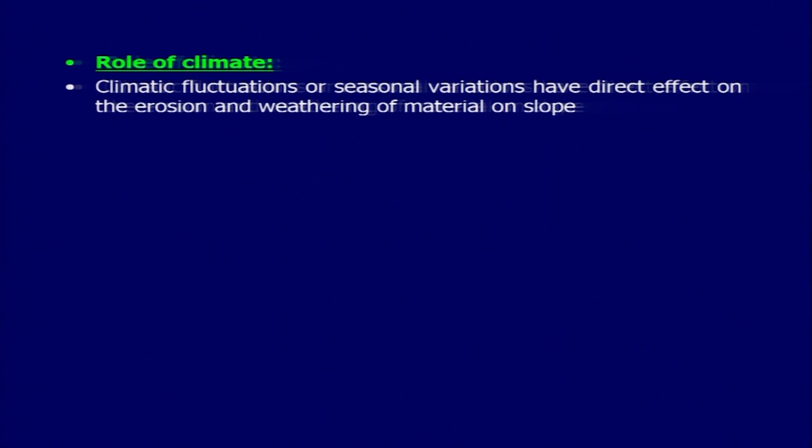And the role of climate: the climatic fluctuations or the seasonal variations have a direct effect on the erosion and weathering of the material on the slope. As we were talking in the previous one, even the clay has a capability of shrinking and swelling that can also trigger the landslide or the landslip.